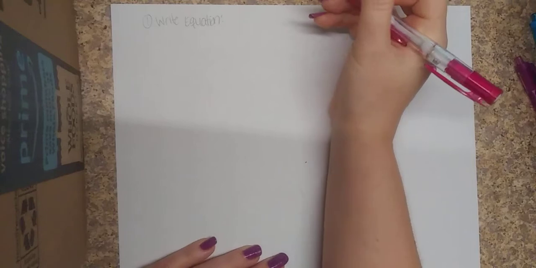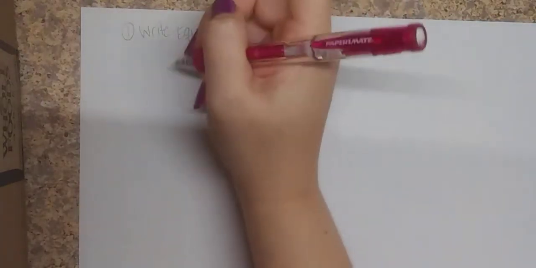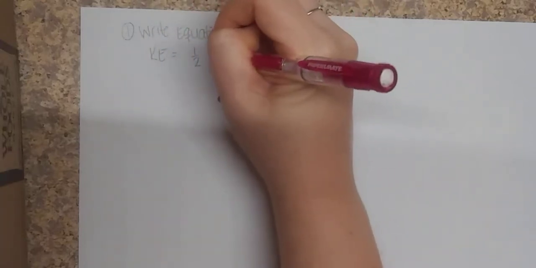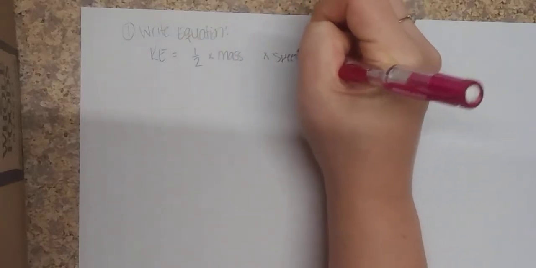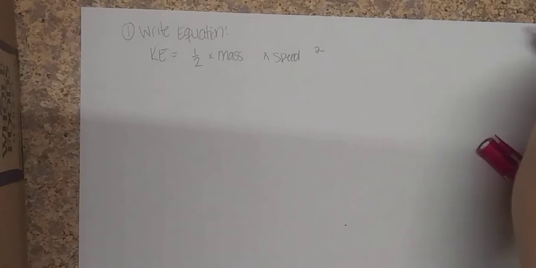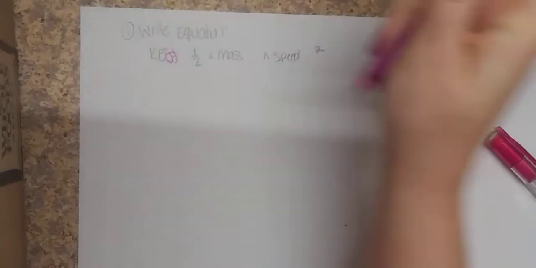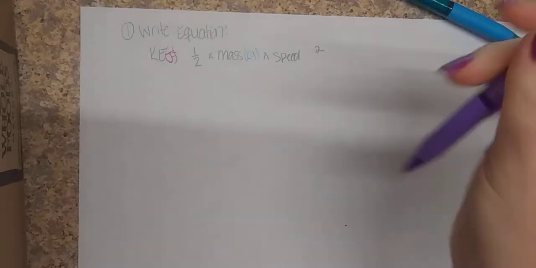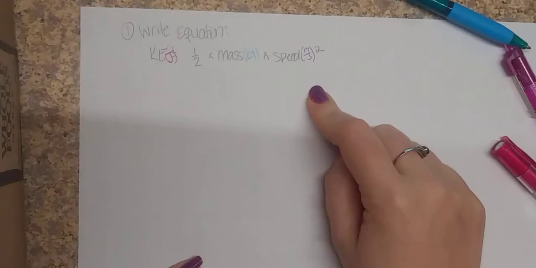The equation that we're talking about, let me see if I can zoom in. Okay, the equation is for kinetic energy. So kinetic energy is equal to 1/2 times the mass of the object times the speed of the object squared. Kinetic energy is measured in joules, J. Mass is measured in kilograms, and speed is meters per second, and that's going to be squared.